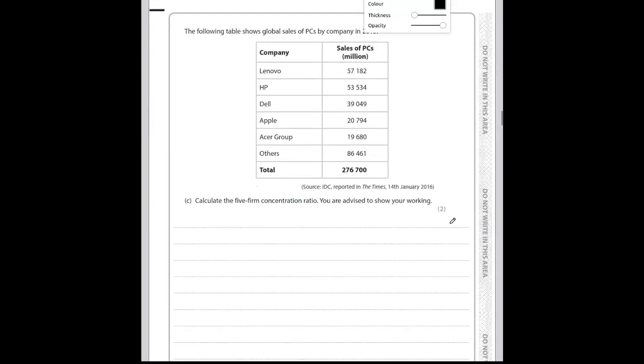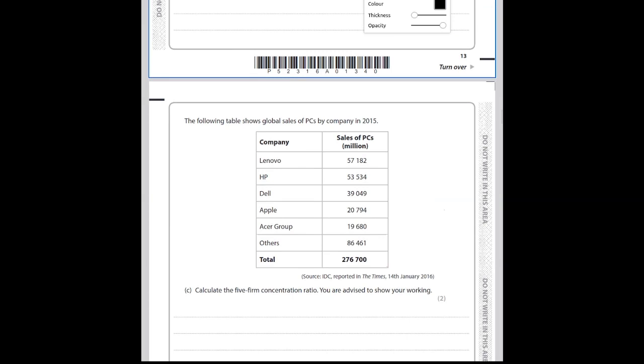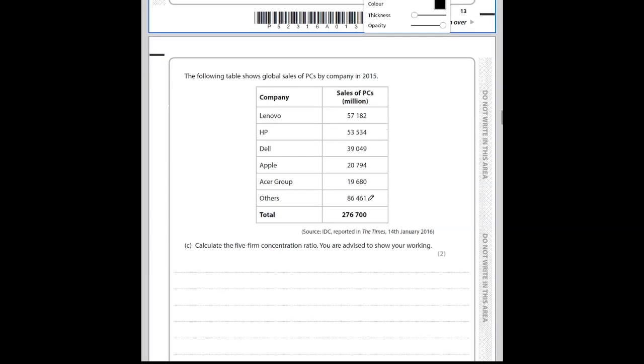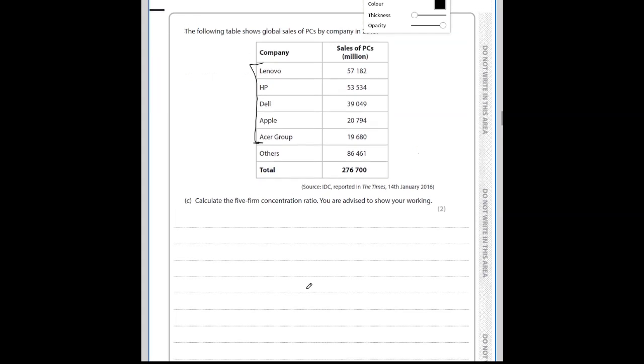And then finally, the following table shows global PC sales by company in 2015. Calculate the 5-firm concentration ratio. So what I'm looking at then are the top 5 firms. So that's these: Lenovo, HP, Dell, Apple, and Acer. If I sum these up, I'm going to get 192.39 million. Because it's in millions, so 190,239 million.